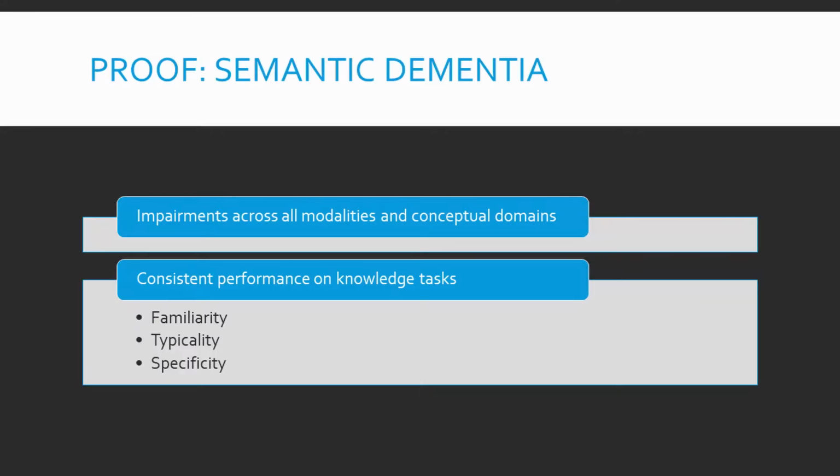Proof for the ATL hub is based on different empirical and computational observations, but the study of semantic dementia is maybe the most striking one. Semantic dementia is a progressive disease that damages the ATL and leads to a degradation in semantic knowledge. People with semantic dementia show impairments across all modalities and conceptual domains. How well these patients perform on semantic knowledge tasks is very consistent, and it can be predicted by taking into account only three factors: the familiarity of the item, the typicality of the item, and the specificity of the required knowledge.